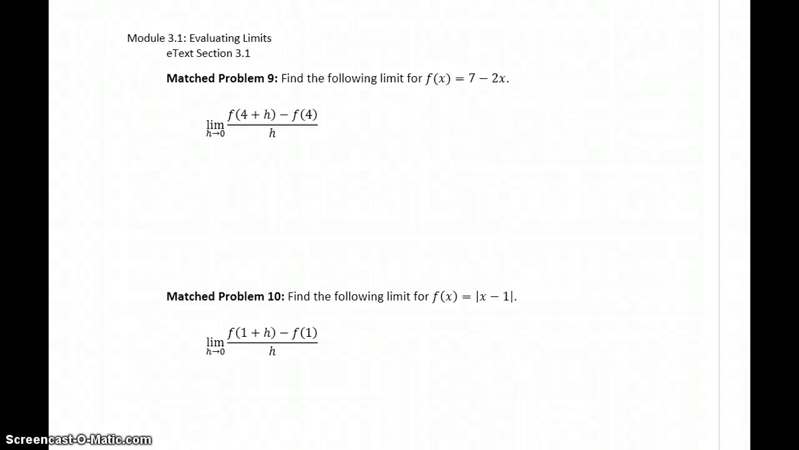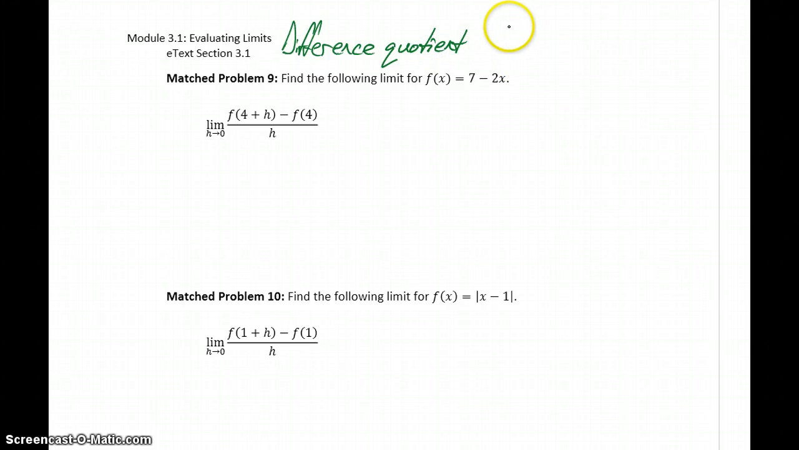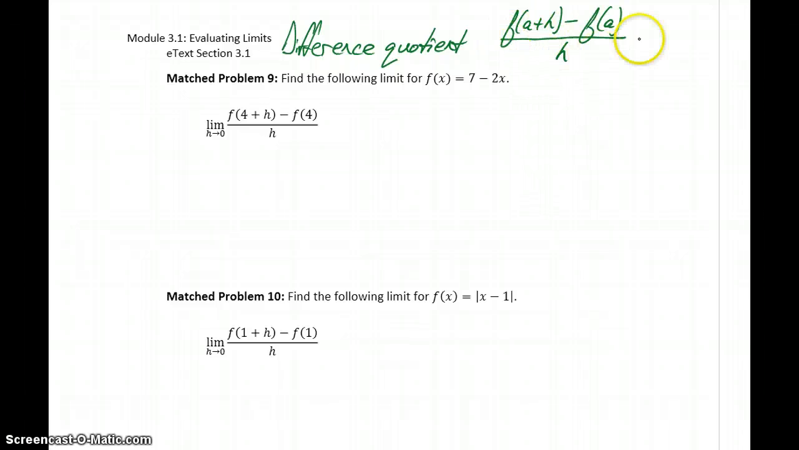In match problems 9, 10, and 11, we're looking at a particular type of limit problem. In particular, we're looking at the limit of what's called the difference quotient. This is defined as f of a plus h minus f of a, divided by h. So we're starting at some value for x. So a could be 2, 12, 0.5. So this is the difference quotient.